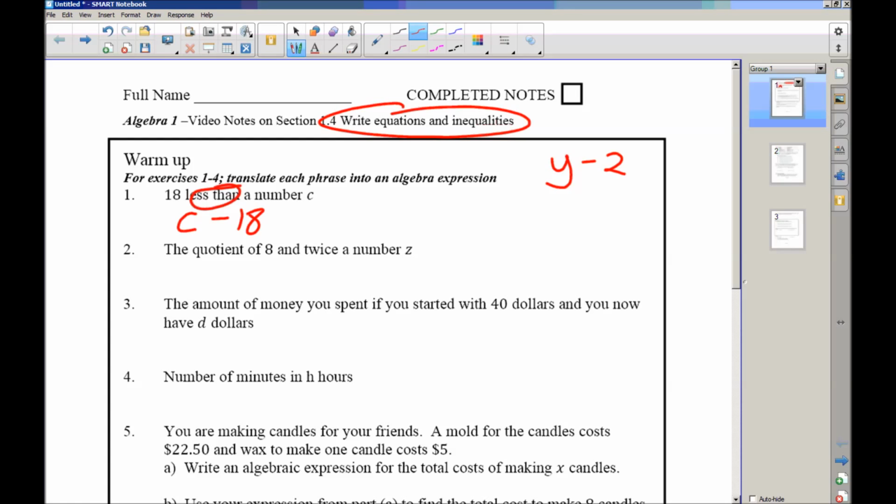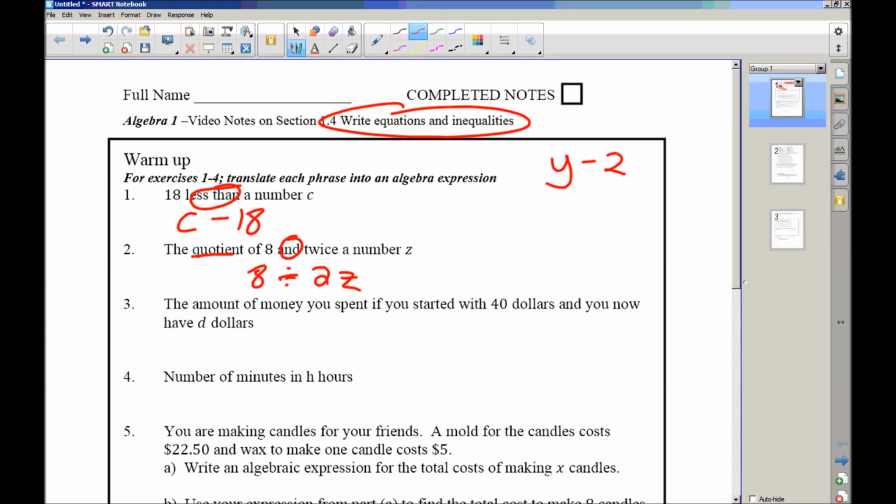All right. The quotient of 8 and twice a number Z. So remember, quotient is the answer to a division problem. So you find the word and in there, and that's going to flip to division. 8 came first, and twice a number Z. Twice a number Z means 2 times Z.